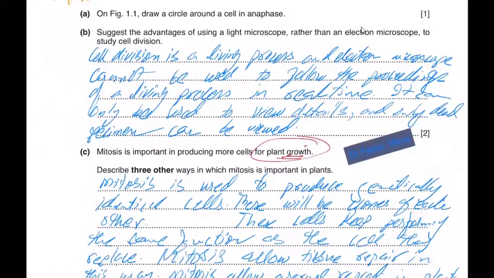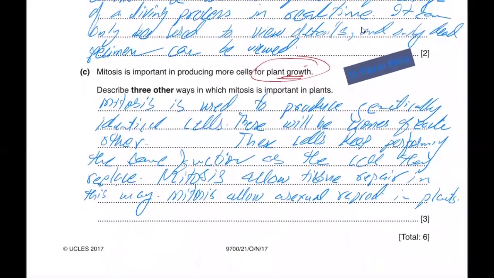What is the advantage of using a light microscope rather than an electron microscope to study cell division? We know that for an electron microscope, the image, although way more detailed, is always of a dead specimen. Cell division is a living process, and an electron microscope cannot be used to follow the living proceedings of a cell in real time. It can only be used to view details, and only dead specimens can be viewed. So that's the limitation there, and that's why we're using a light microscope.